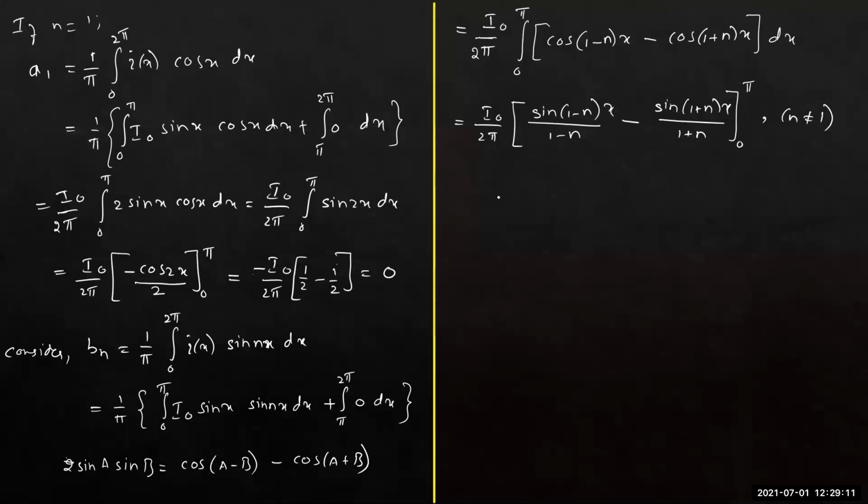I hope you remember this. When you have this sine function after integrating, when you substitute the values here, if you take x equal to pi, the upper limit, this is sine of 1 minus n into pi or sine of 1 plus n into pi. Because n is an integer, 1 minus n and 1 plus n both are integers. So sine of integer times pi is obviously 0. Correct? So for upper limit pi, both the terms become 0.